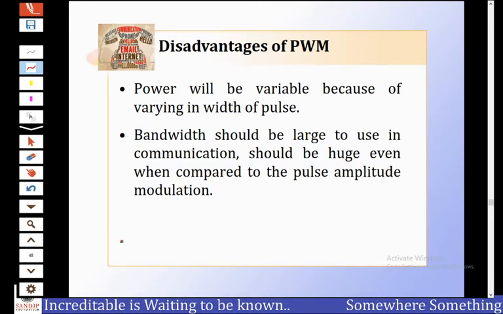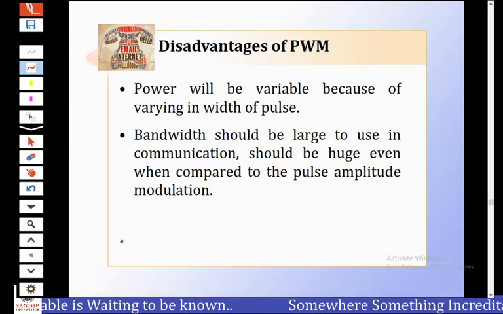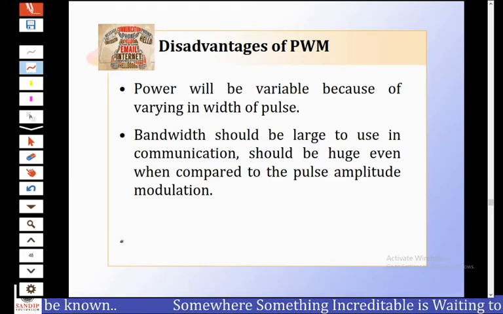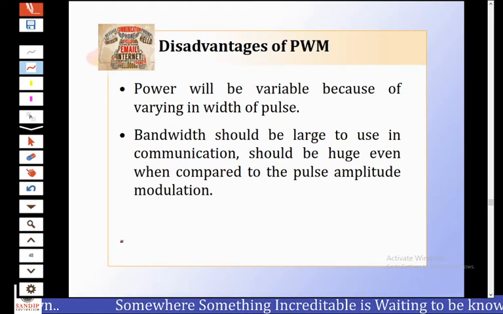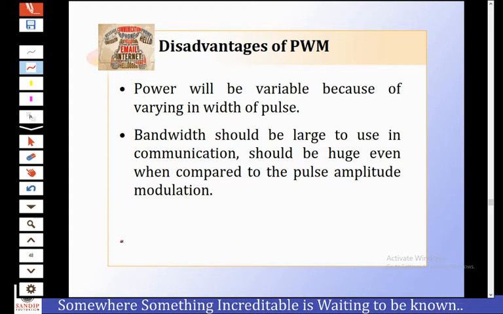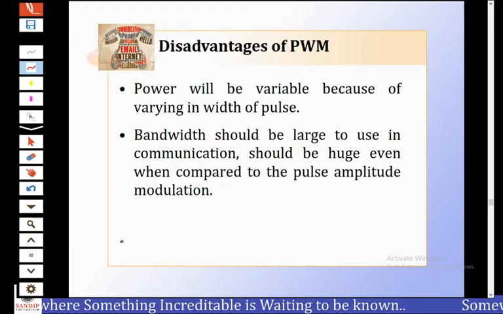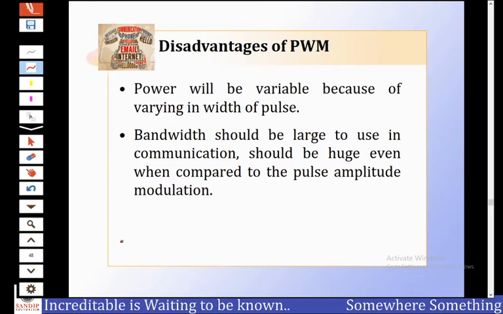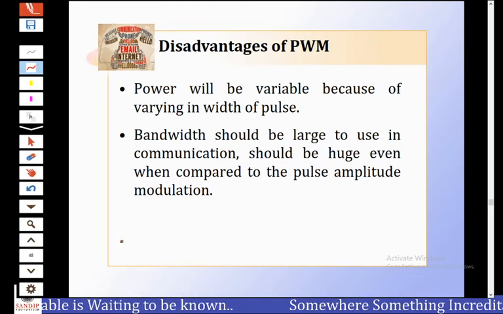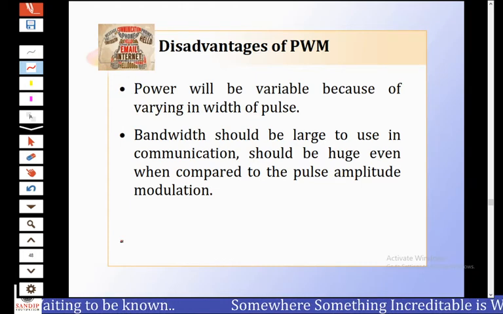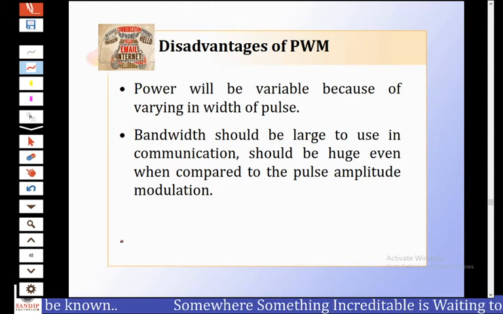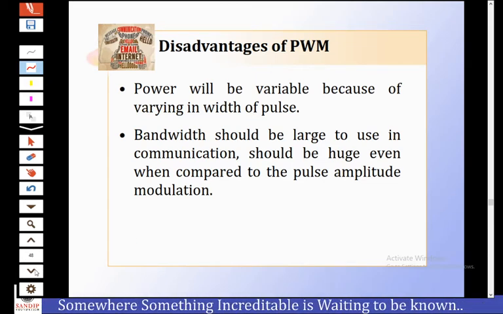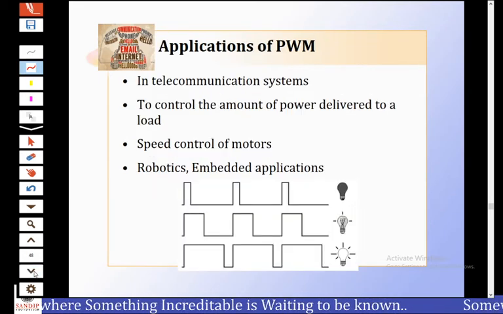Due to the variable pulse width, the pulses have variable power content. So the transmitter must be powerful enough to handle power corresponding to the maximum width pulse. Therefore, the average power transmitted can be as low as 50% of the maximum power. And the second one is the bandwidth should be large to use in communication, should be huge even when compared to the pulse amplitude modulation. So this is the disadvantage of PWM technique. But the applications of this PWM are very, very important.